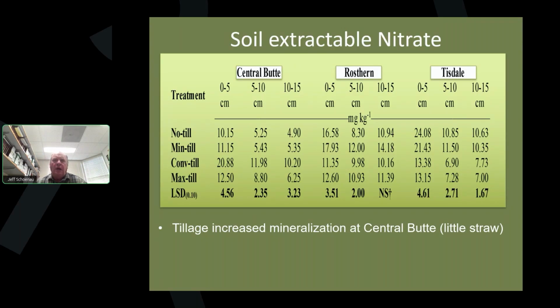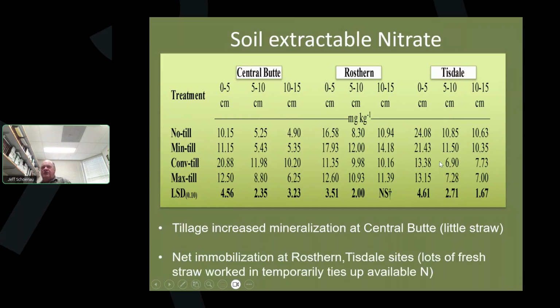But you will note here, and especially what we see in the Rosthern site, and especially in the Tisdale site, as we increase the intensity of the tillage, especially in those maximum till where we went spring and fall with a chisel plow plus a tandem disc in the spring, we do see a significant reduction in the soil nitrate content following. And really what we're seeing there is that those two sites, especially the Tisdale site, had a lot of wheat straw. And that fresh wheat straw with a high carbon to nitrogen ratio, when it's worked in, temporarily ties up that available nitrogen.